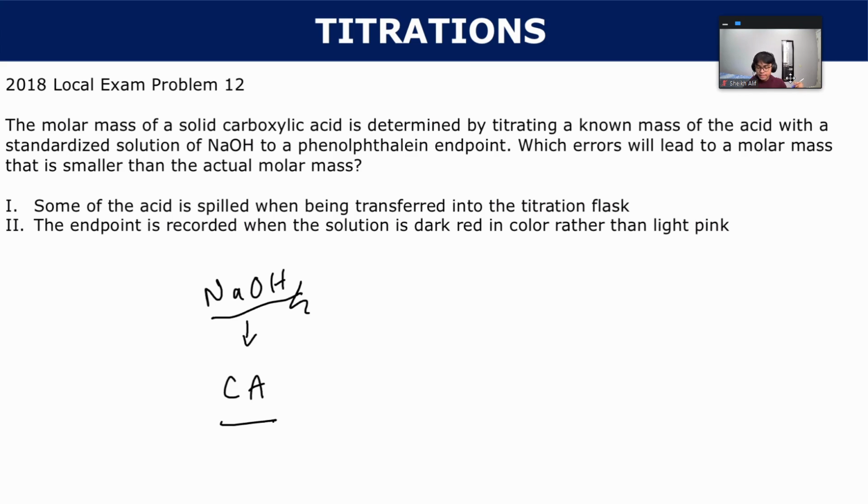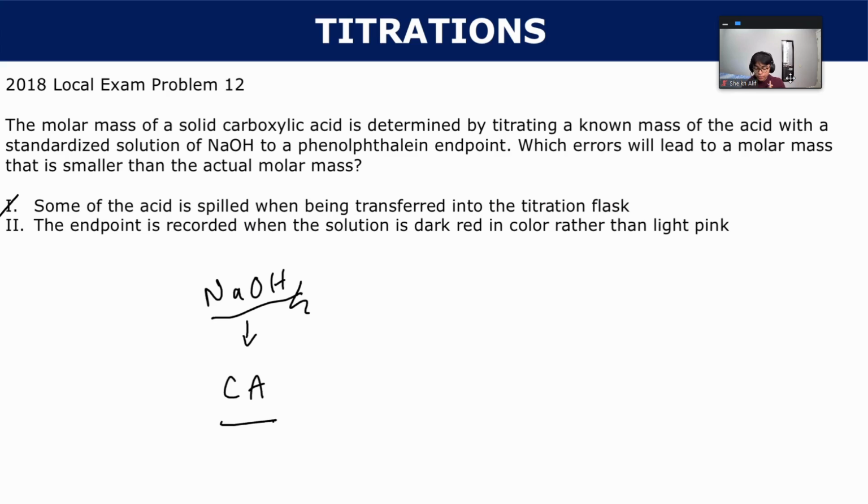One, some of the acid is spilled when being transferred into the titration flask. This would not lead to a smaller molar mass. This would actually increase the molar mass because it shows you need less NaOH to get the same amount. And so this is the complete opposite of what we need. So by default, it has to be 2, but let's take a look at what that says.